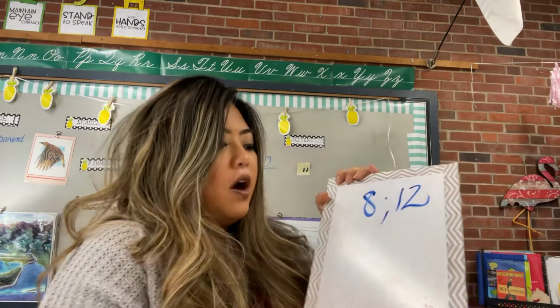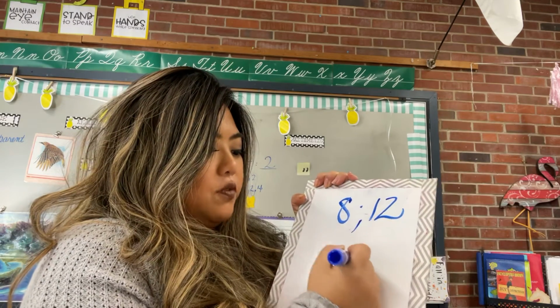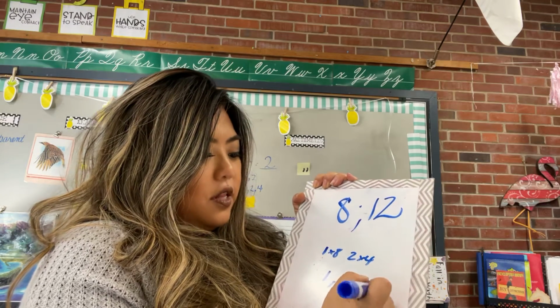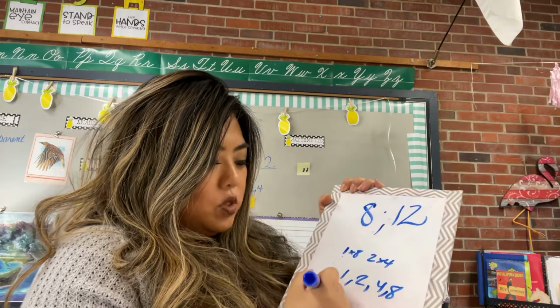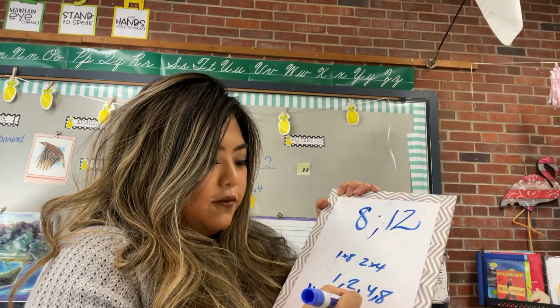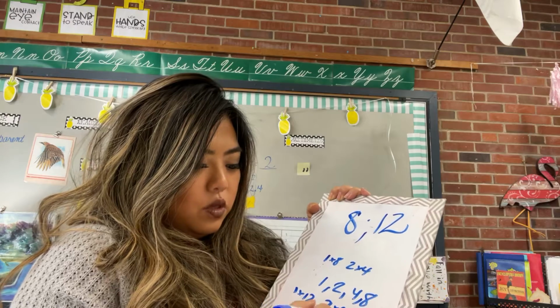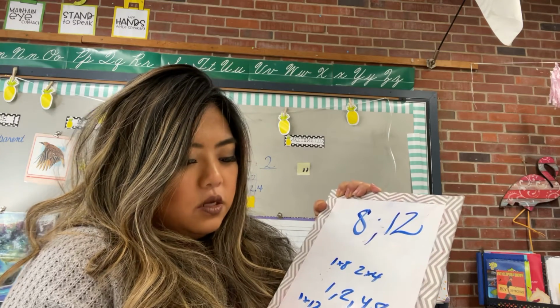8 and 12. The factors of 8 are 1 times 8 and 2 times 4, making it 1, 2, 4, 8. The factors of 12 are 1 times 12, 2 times 6, and 3 times 4, making the factors of 12 1, 2, 3, 4, 6, 12.